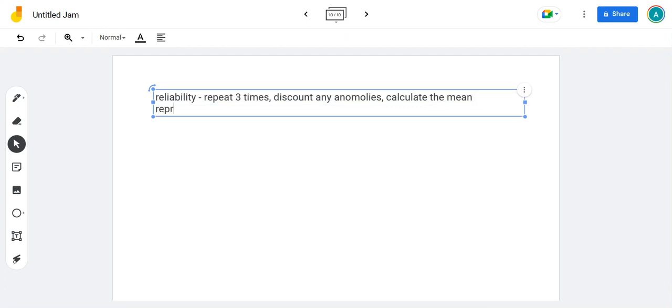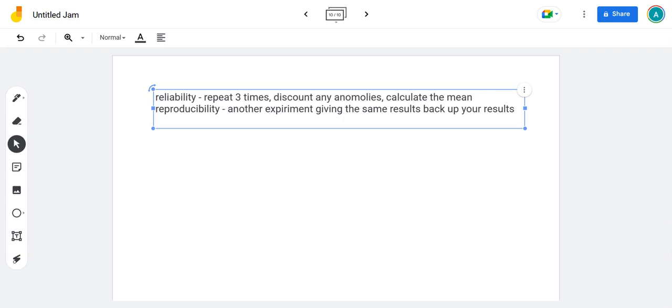Second one, reproducibility. And this is about comparing your results to another experiment that proves the same thing. So another experiment probably done by someone else, somewhere else on a different day with a different method. Another experiment giving the same results backs up your results. It means that your results are reproducible. Your conclusion is reproducible. You can reproduce it in another way. If you get the same results doing the same thing again, that's just more reliable. Reproducible is a different experiment showing the same result.